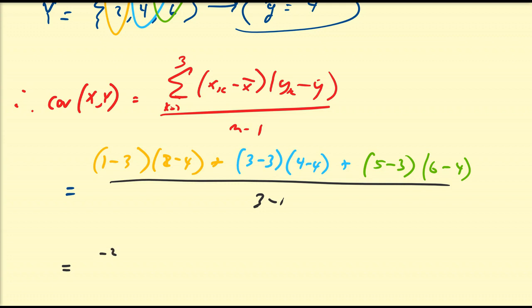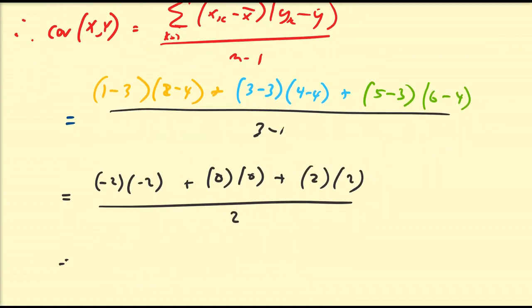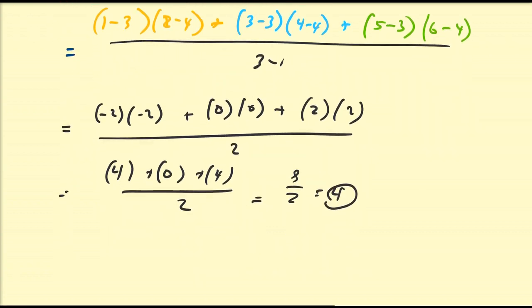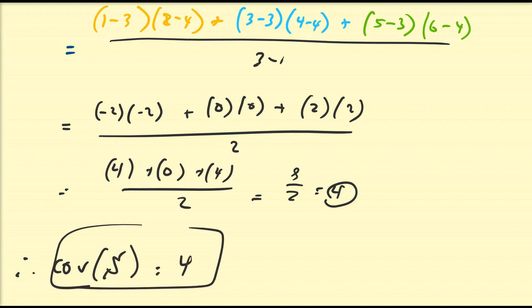So that's going to be equal to negative 2 times negative 2 plus 0 times 0 plus 2 times 2, all over 2. So that's going to be 4 plus 0 plus 4 over 2, which is 8 over 2, which is 4. So therefore, the covariance of our sample is equal to 4. And that's how you calculate the covariance between two sets.